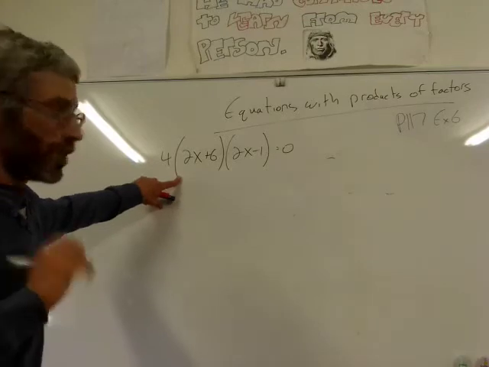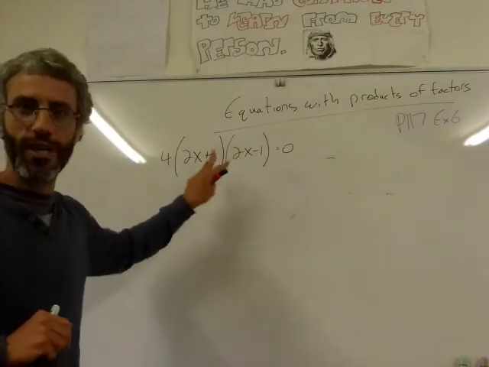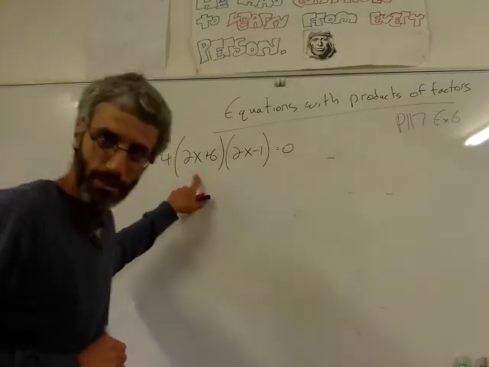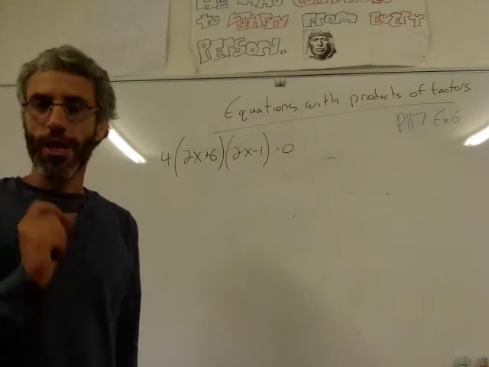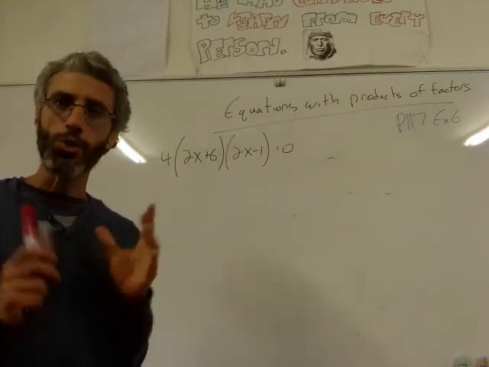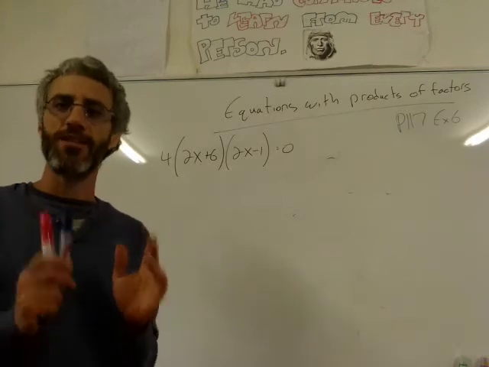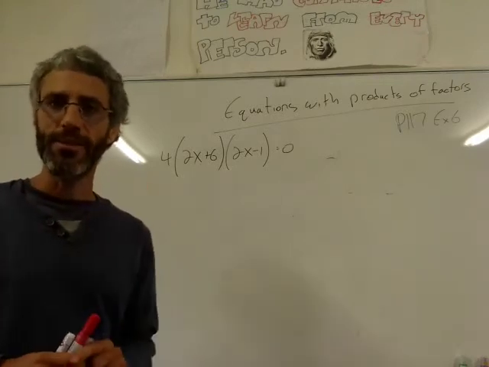So now I've got a couple of complications here. First of all, I've got three products: 4 times (2x plus 6) times (2x minus 1). And I've got to find out again which x will give 0. Now, what did I do so far? For each one of the brackets, each one of the factors, each one of the things I multiplied, I asked, when can that be 0?